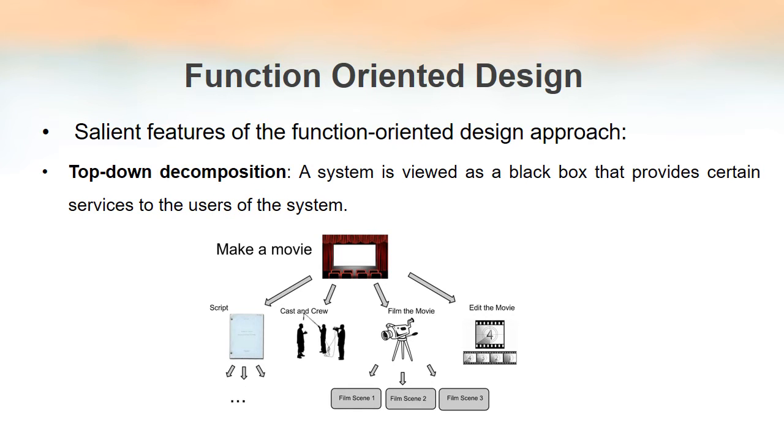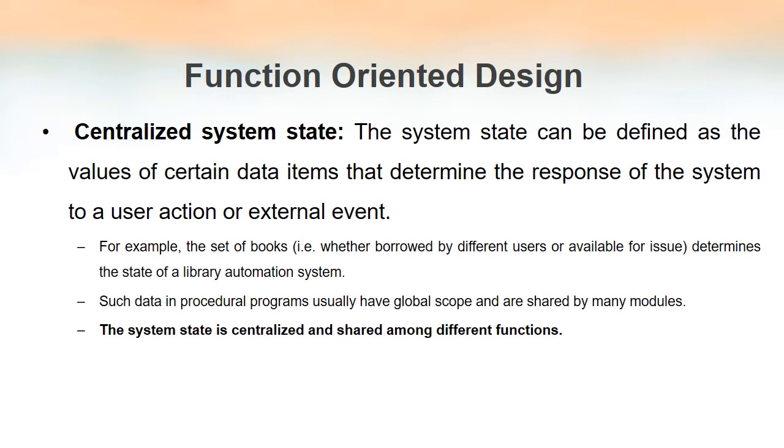The next feature is centralized system state. That means the state of the system is centralized. We can describe this in another way: certain elements or certain data of the entire system determine how that system must behave, or through which state the system is going through. That is what we mean by centralized system state.